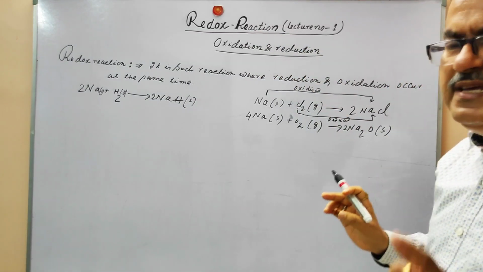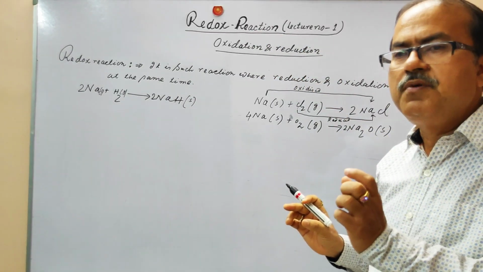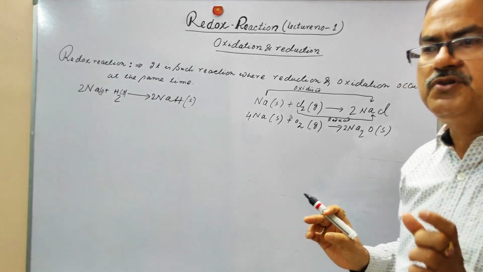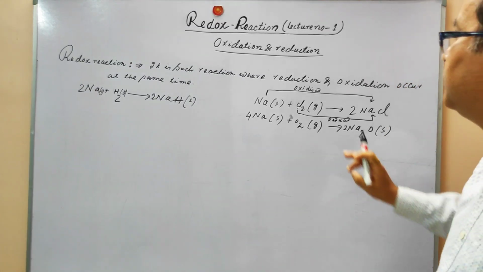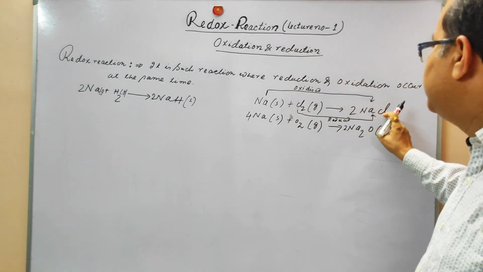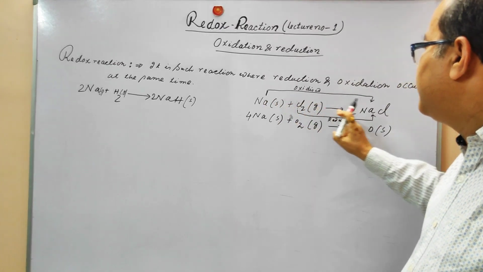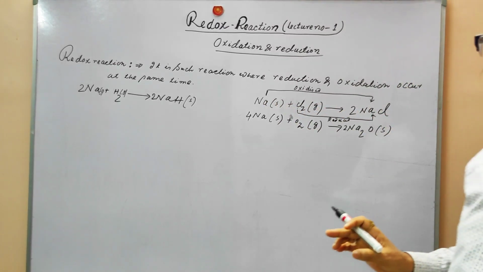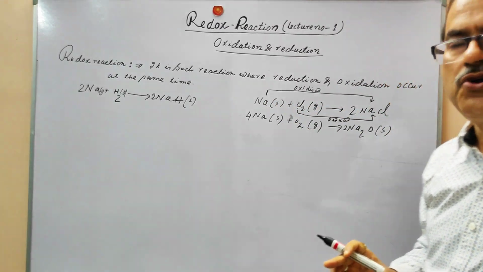Redox: RED from reduction and OX from oxidation. We take the abbreviation from the initial words. It is called the redox reaction. Here you can see Na plus chlorine gas, when reacted to produce NaCl, it is a redox reaction.